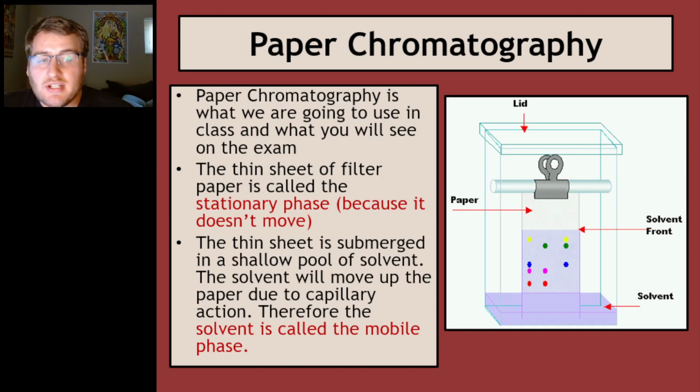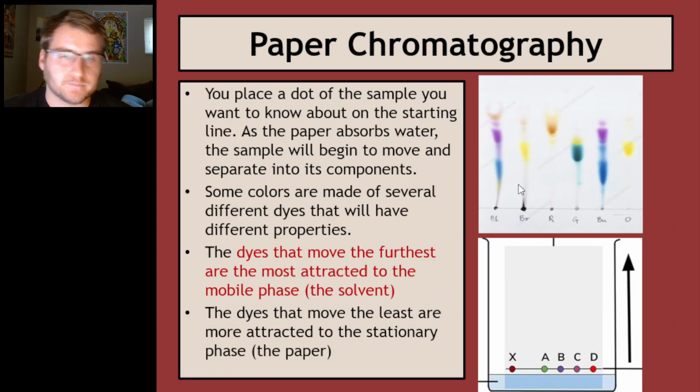Now the thin sheet is submerged in a shallow pool of solvent. A lot of the time we'll use water, but you can use other solvents as well. The solvent will move up the paper due to capillary action. Like a straw, the paper will just get soaked with a little bit of water, and the water will slowly move up the container. Therefore, the solvent is actually moving, and we call it the mobile phase because it's moving through the paper.